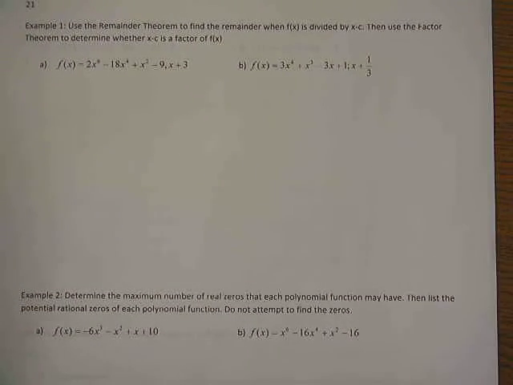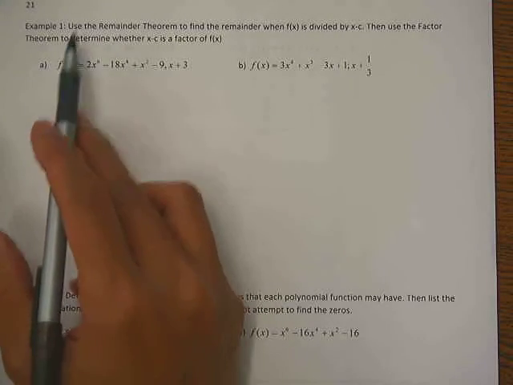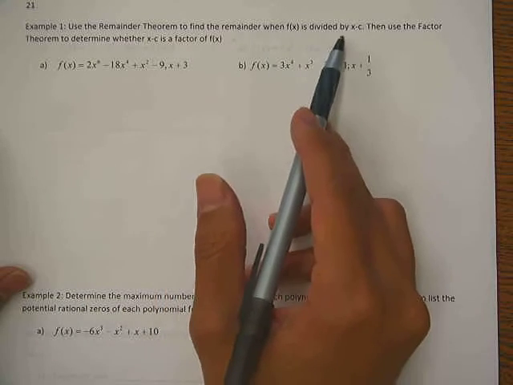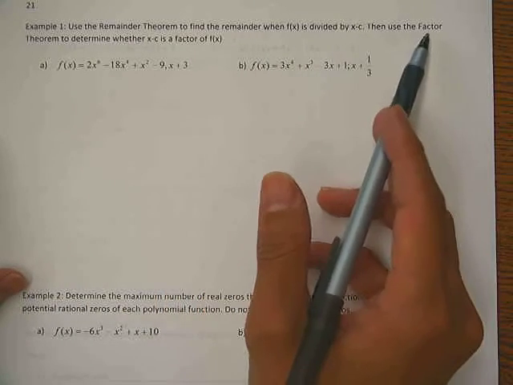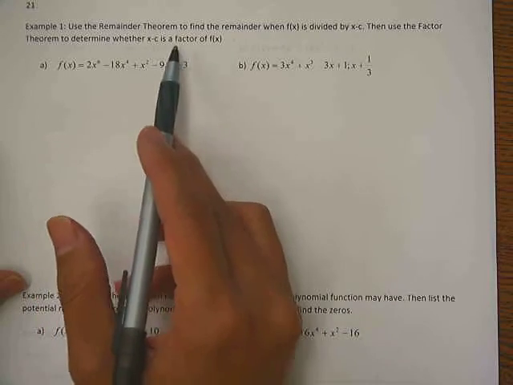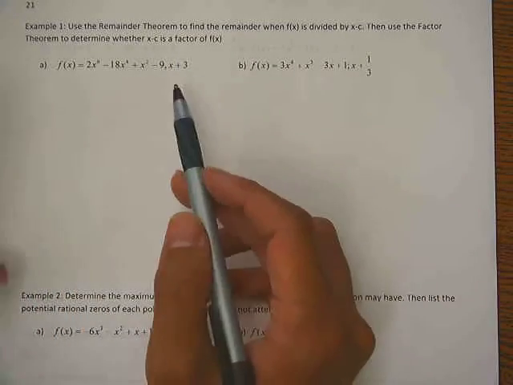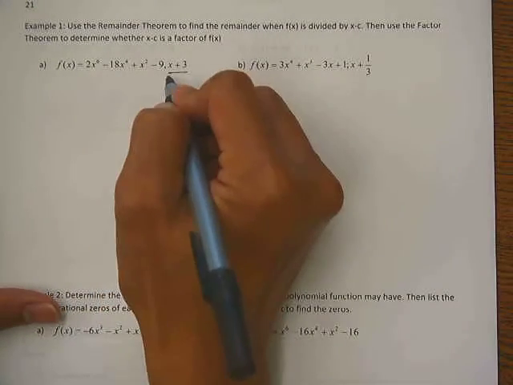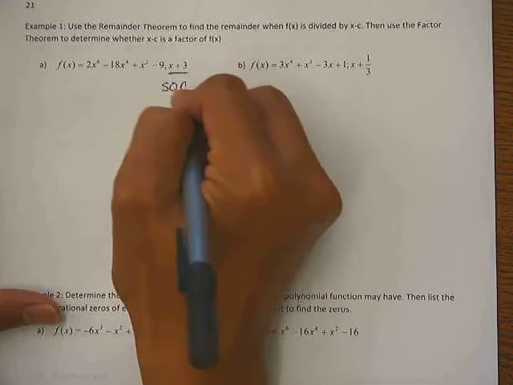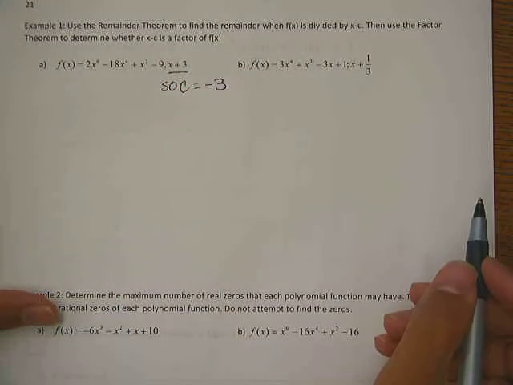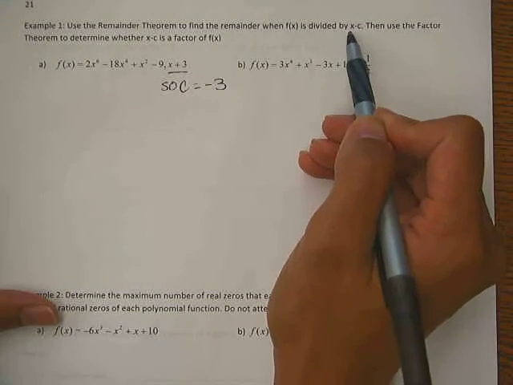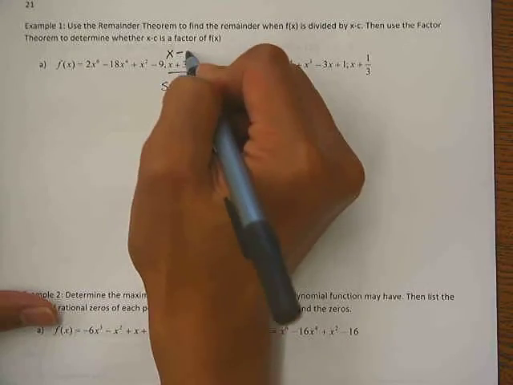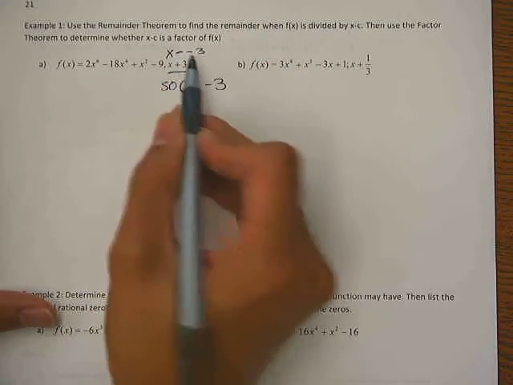Example 1. Use the remainder theorem to find the remainder when f of x is divided by x minus c. Then use the factor theorem to determine whether x minus c is a factor of f or not. So here we go. This is your x minus c. Can you guys see that right there? Okay. This is your x minus c. So c is -3, because by definition it says x minus c. So for me to have an x minus, and -3 to give me a positive. So c is -3, this piece.